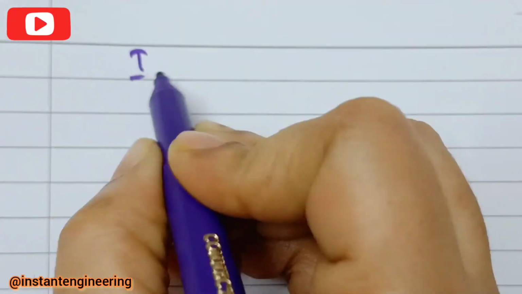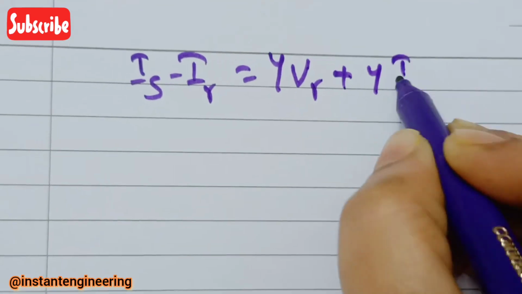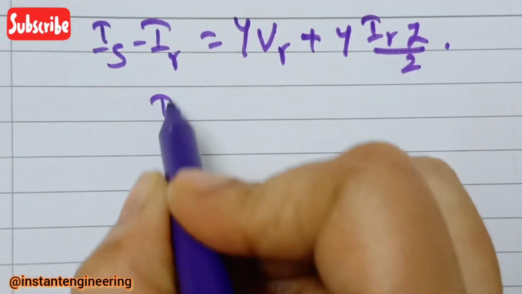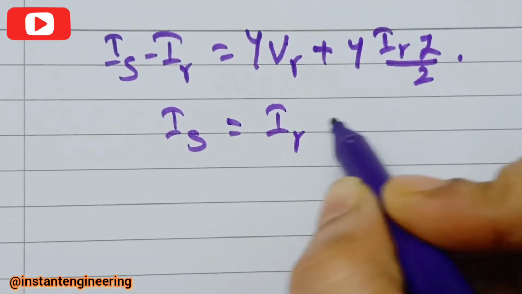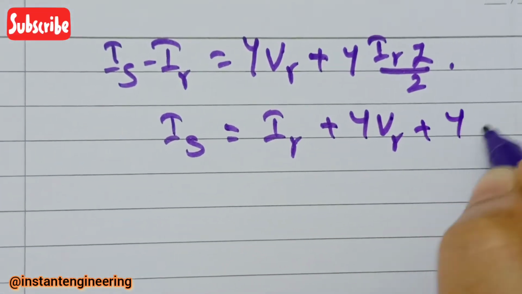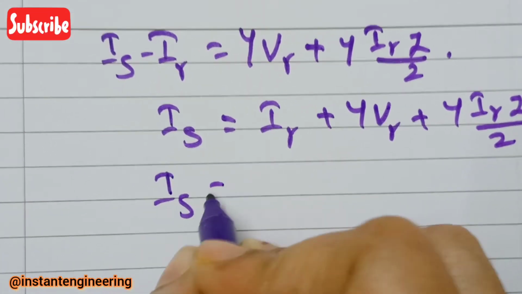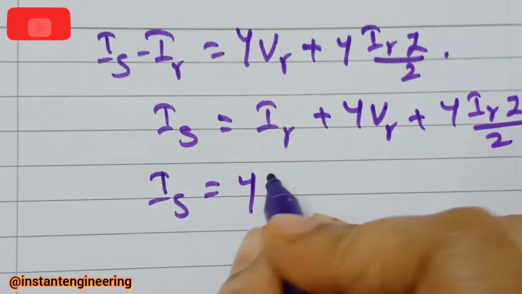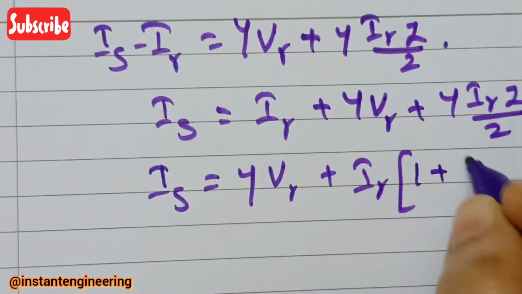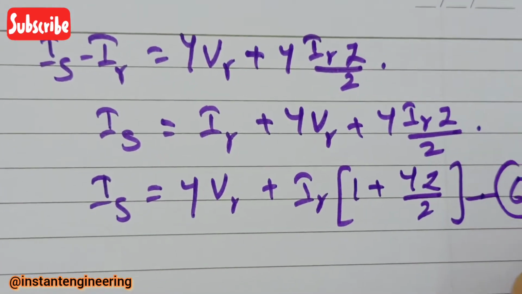So that will be, I'll write again, IS minus IR is equal to YVR plus Y IR Z by 2, multiplying with Y. From this, if I send IR that side, it will become plus, right? IS is equal to IR plus YVR plus Y IR Z by 2. Here I am taking YVR on the other side and IR common. So this will become 1 plus YZ by 2. Right, consider this as equation 6.